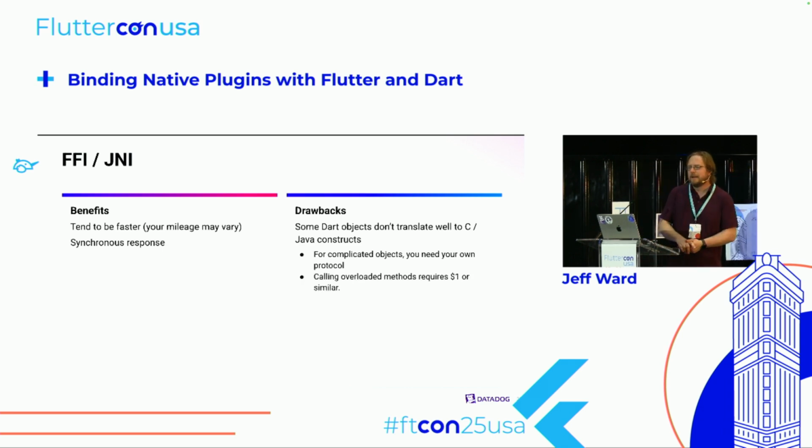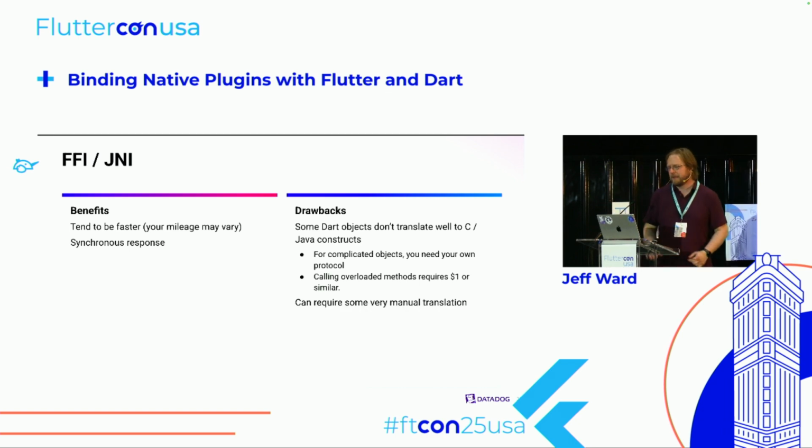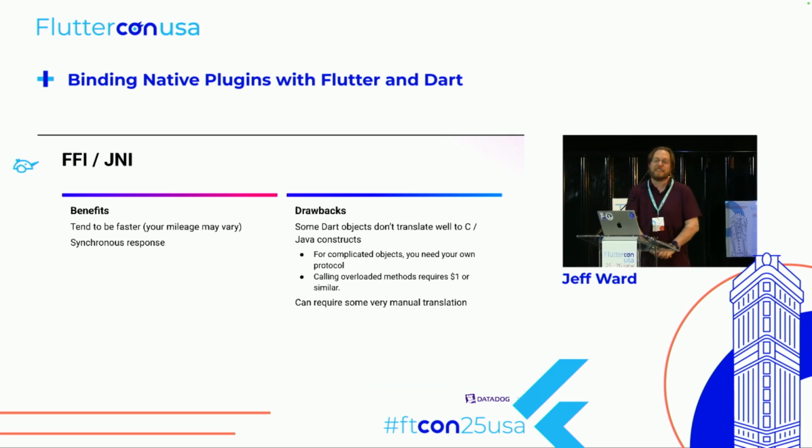The calling overhead: calling overloaded methods in Java or C is going to require that $1 or something similar to resolve those types. And they can require some very manual translation of, well, I know what this object looks like in C and I know what I want it to look like in Dart, but I've got to massage it a lot. And that can be a lot of manually massaging those structures to look the way you want them to look.